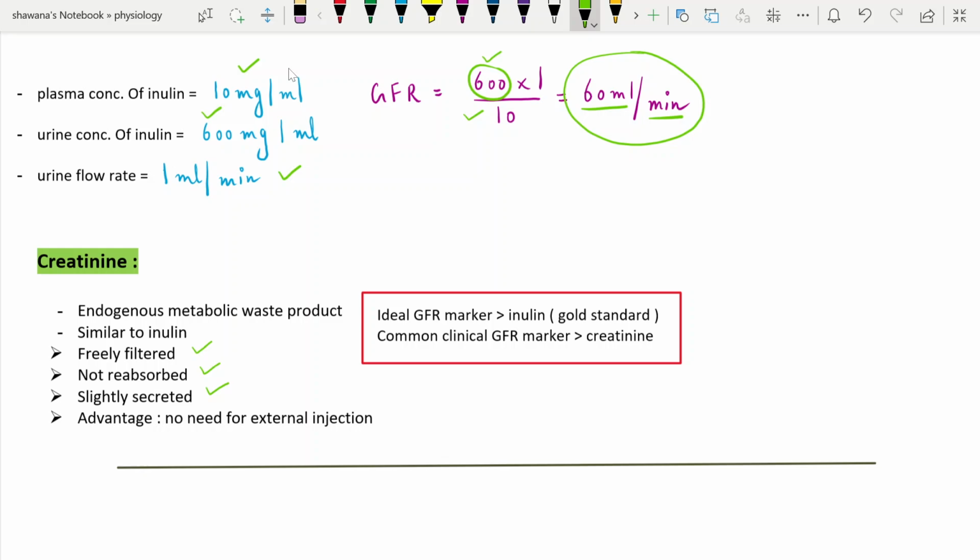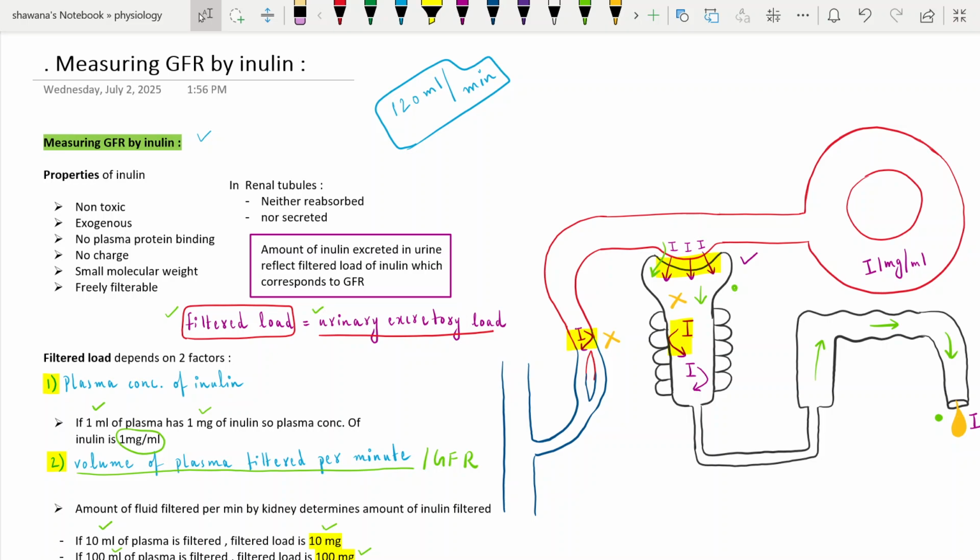I hope you guys are clear that inulin is a substance that is freely filtered, it is non toxic, it is neither secreted nor reabsorbed by our renal tubules, and the amount of inulin present in the urine, the plasma concentration of inulin, and the urine flow rate. These three factors can be used to determine the GFR. GFR is the amount of plasma that is filtered per minute.